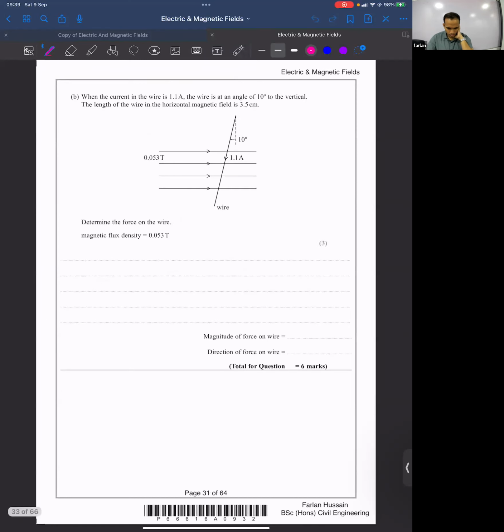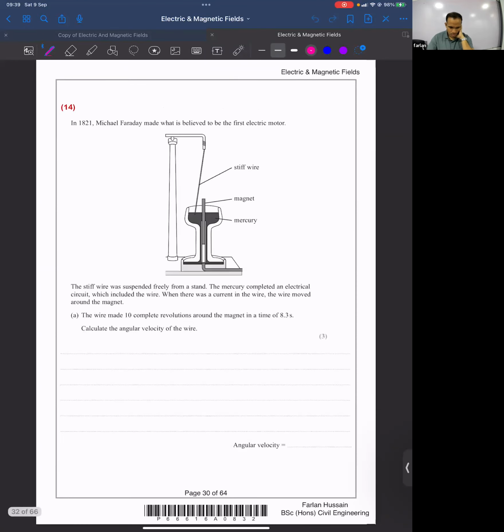Right, then guys from the queue. Question number 14. Give it a try.